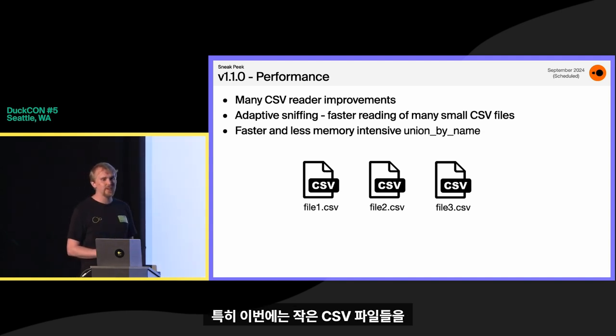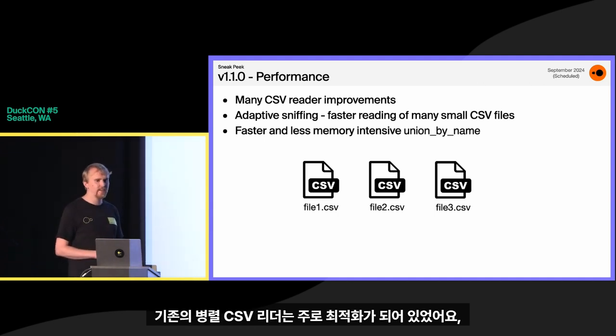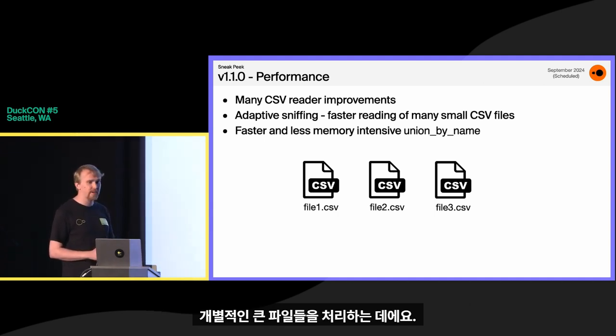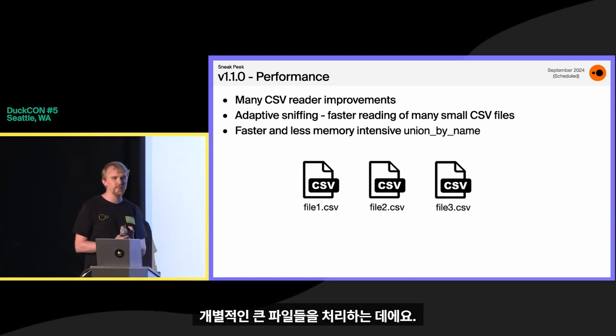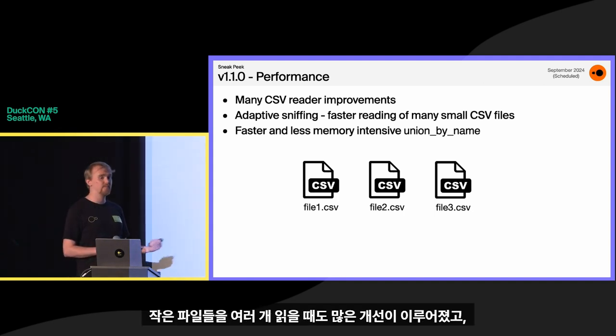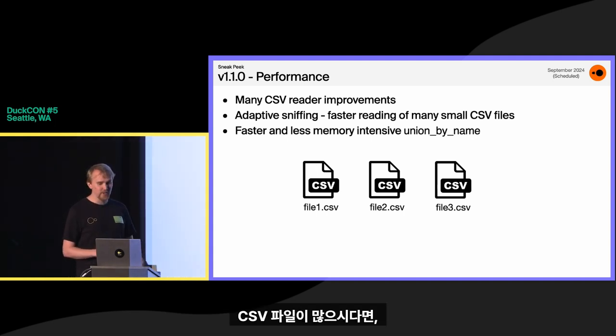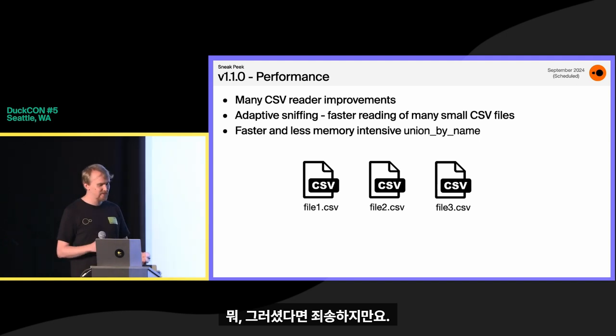In particular, we now have a lot of improvements towards reading many small CSV files. The parallel CSV reader was previously optimized primarily for individual, larger files. And this release also features a bunch of improvements for reading many small files, and having it use a lot less memory. So that's quite neat if you have a lot of CSV files, which, sorry if you do.